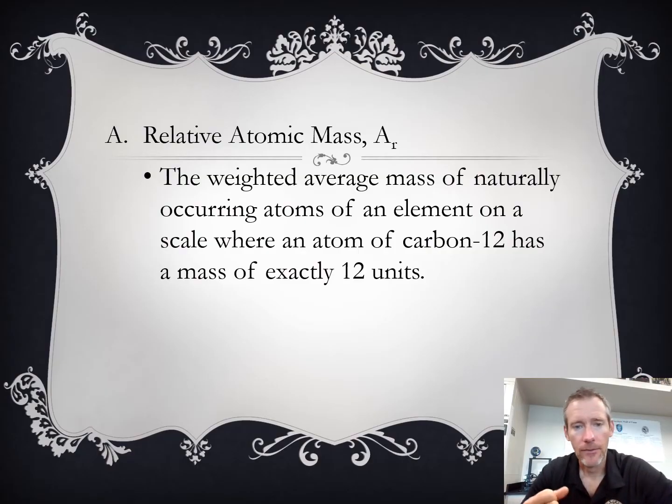So the relative atomic mass, this is a kind of important definition they like to ask in AICE, is that it's the average mass of naturally occurring atoms of an element based on the mass of carbon-12.